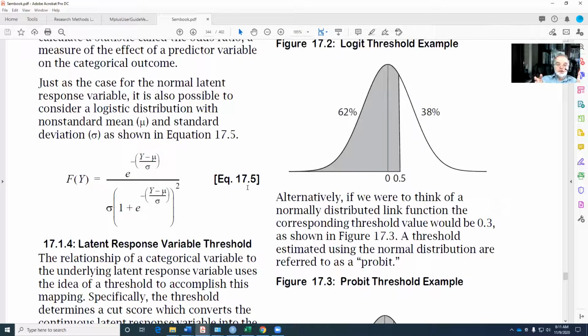The next thing to talk about, though, is how are we going to use categorical data, 0, 1 data, or 0, 1, 2, 3 data, or a 5-point Likert scale? How are we going to use the categorical nature of the variable to inform us about the underlying continuous distribution? And the central idea here is a threshold.